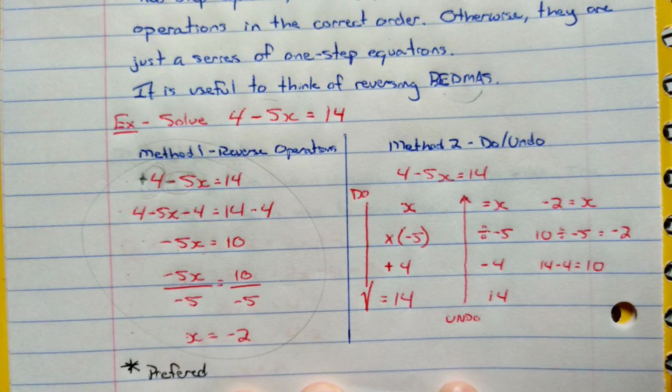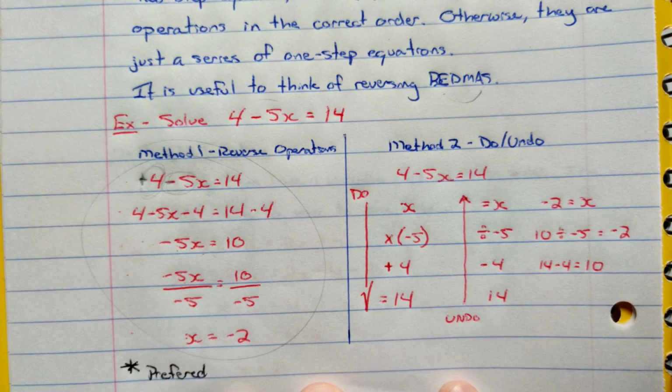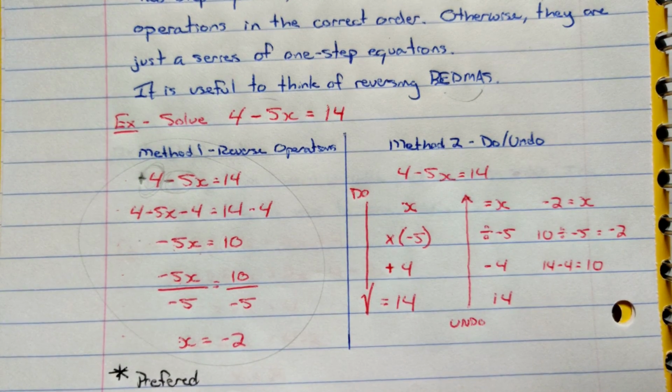Negative 5x equals 10. Well, that's just like question D from the above example. We divide both sides by negative 5. Notice I divide by negative 5. I don't switch it to positive.